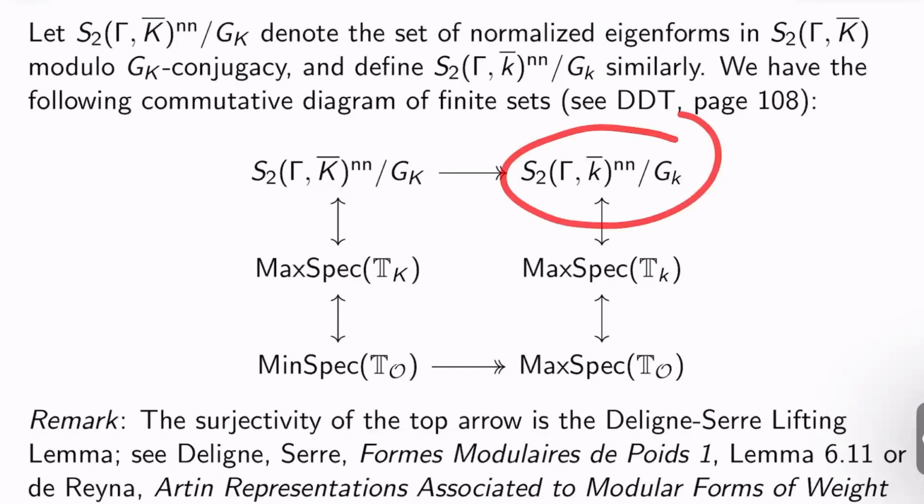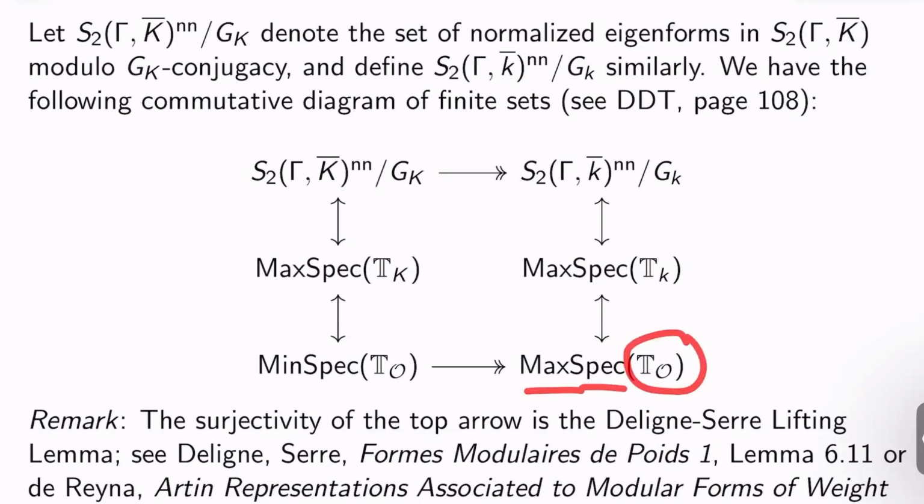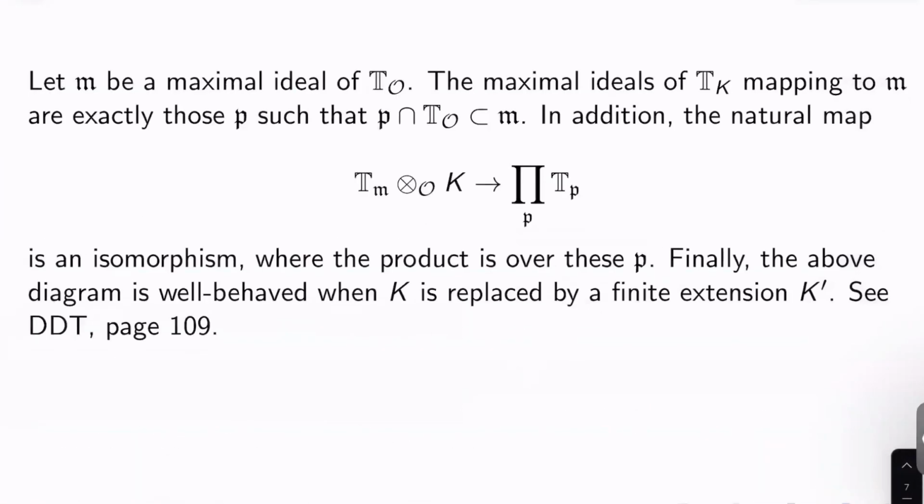That guy is in bijection with max spec of T little k, which is in bijection with max spec of T_O. And then min spec T_O surjects onto max spec T_O. So most of this we just got done talking about, but you do need the Deligne-Serre lifting lemma for this top guy. Okay.